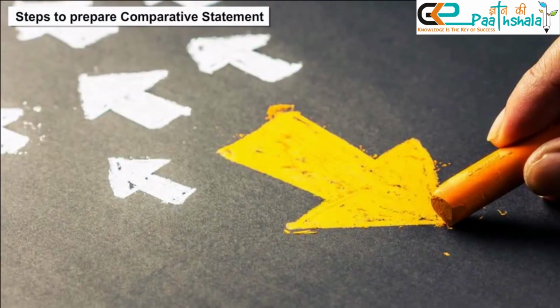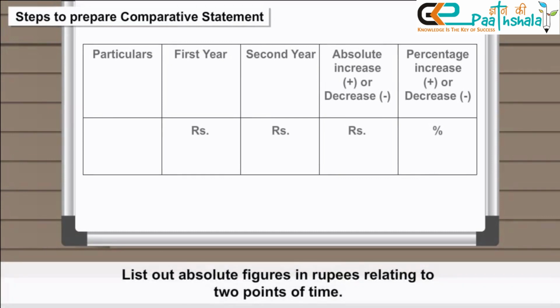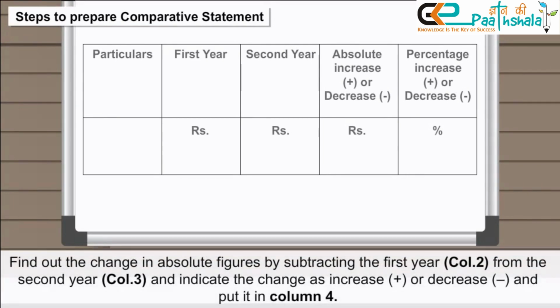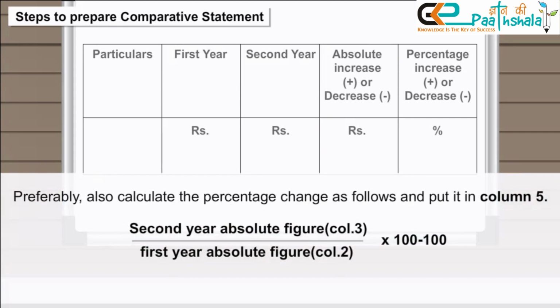Steps to prepare comparative statement. Step 1. List out absolute figures in rupees relating to 2 points of time. Step 2. Find out the change in absolute figures by subtracting the first year, column 2, from the second year, column 3, and indicate the changes as increase, plus, or decrease, minus, and put it in column 4. Step 3. Preferably, also calculate the percentage change as follows and put it in column 5.